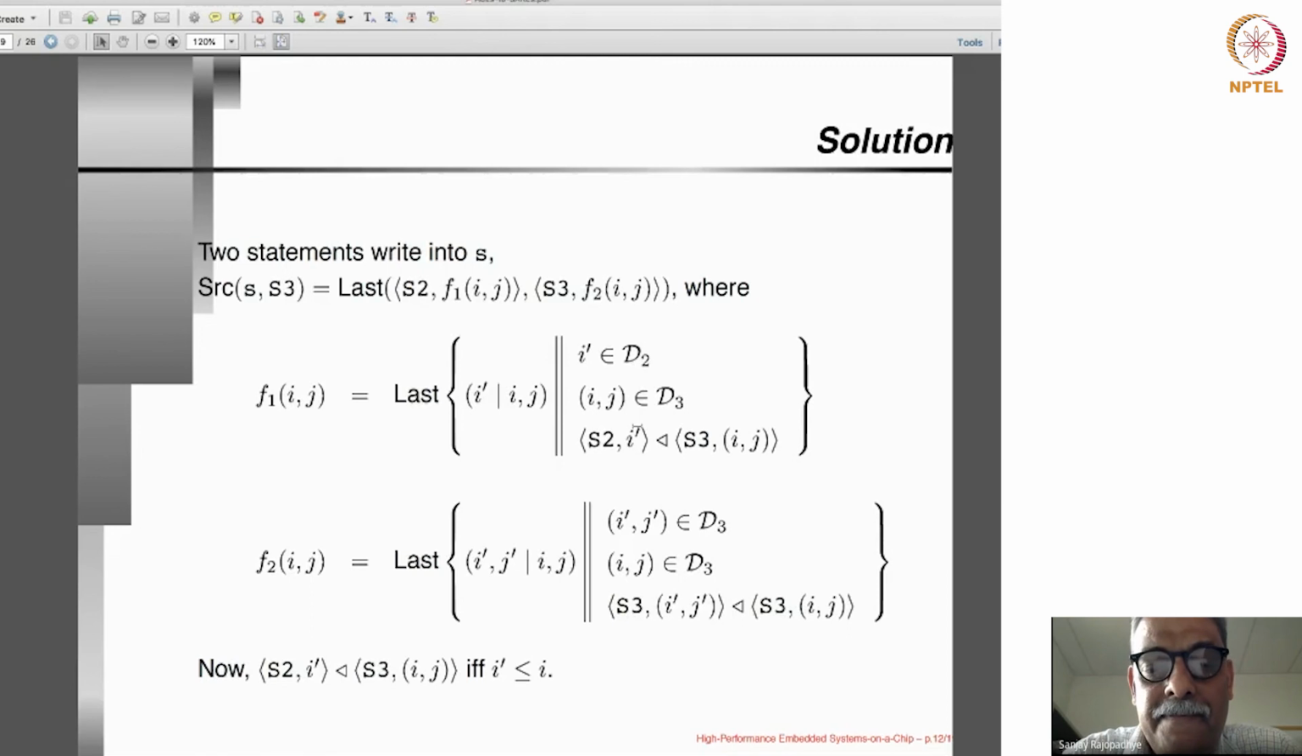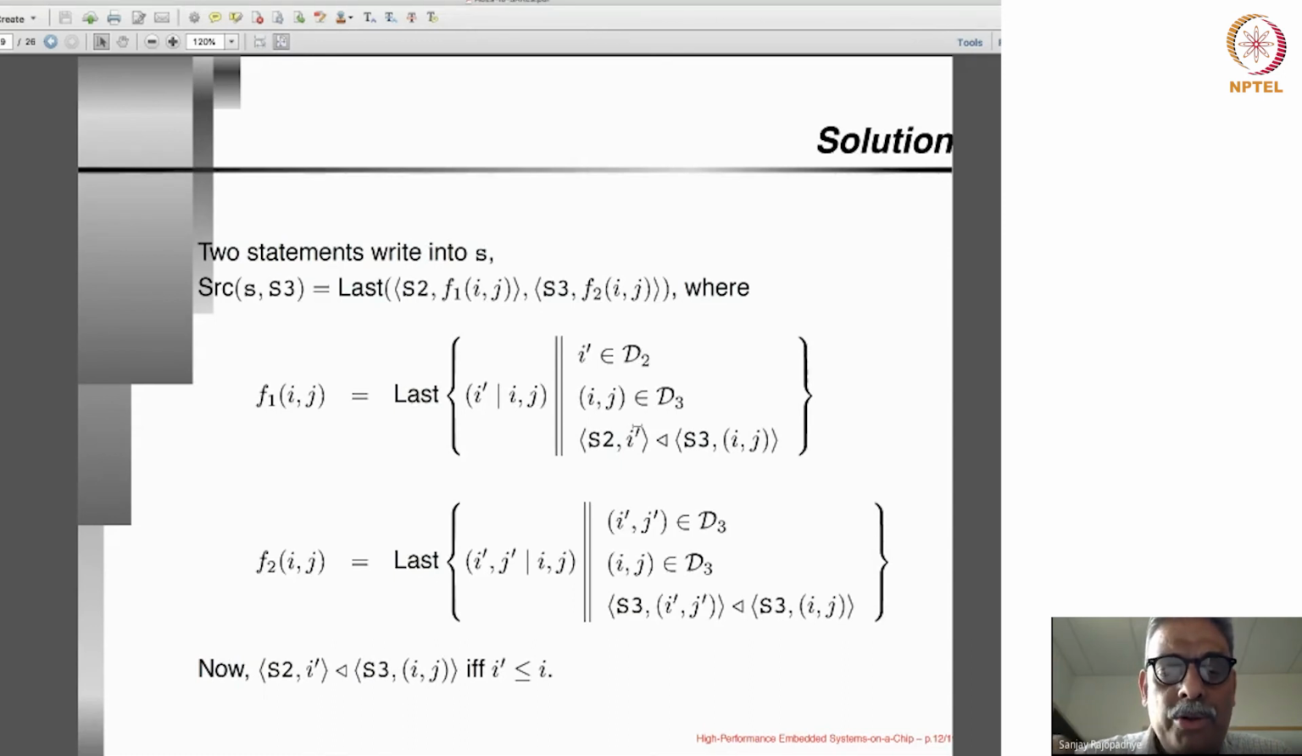And similarly, the F2 function ij is some iteration of statement S3, the I prime j primeth iteration, such that I prime j prime belongs to D3, ij belongs to D3, and I prime j prime happens before ij.